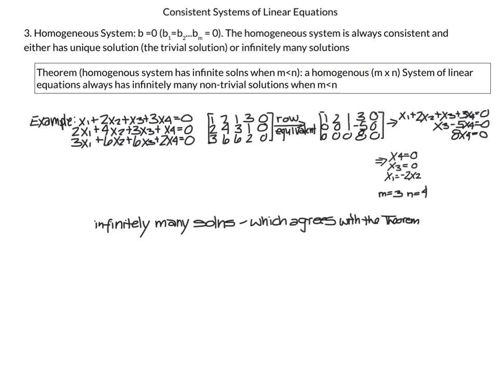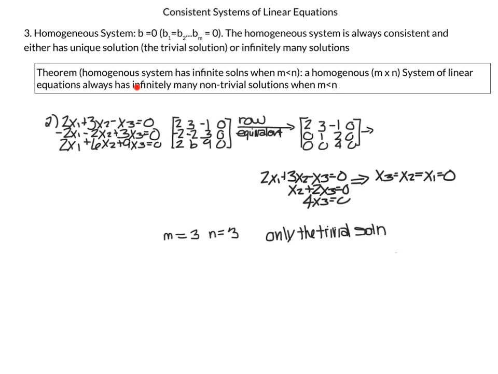I solved this to figure this out, but I could have also used this theorem here, which said we have a homogeneous m by n system. So in this case, m is equal to 3 equations, 4 unknowns. And if m is less than n, which it is, that means, since it's homogeneous, it always has infinitely many non-trivial solutions, which agrees with this theorem. So I could do this two ways, by solving it out, or the easy way by using the theorem. Of course, even using the theorem, I have to go through and get this row reduced, this echelon form matrix.